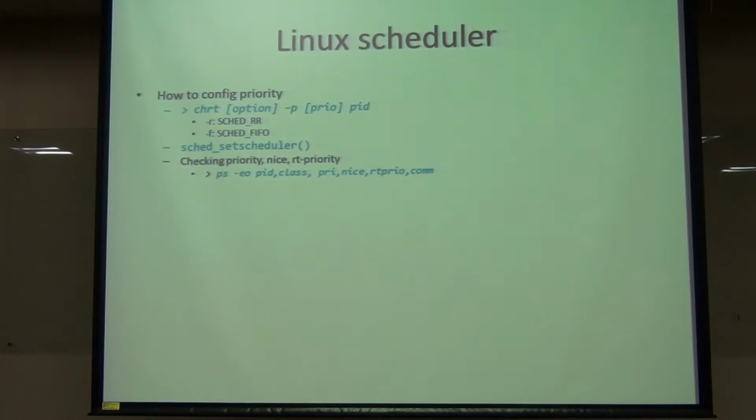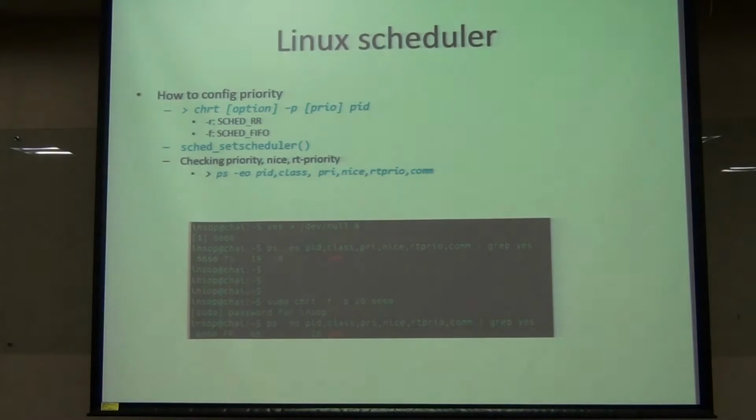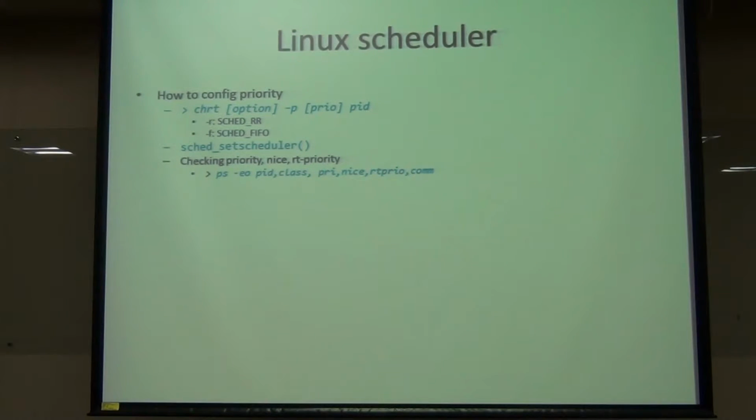All right. So how do you configure the priority while your process is running? You can use chrt to change the scheduler type as well as the priority when it's already running, and otherwise you can use sched_setscheduler in your application.